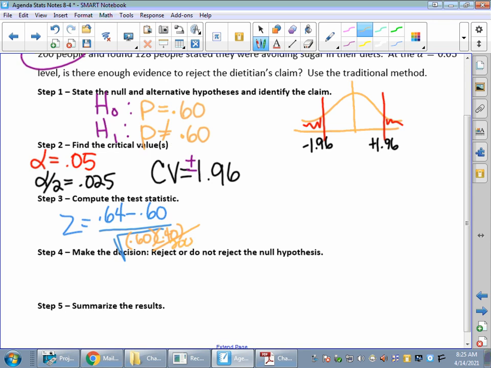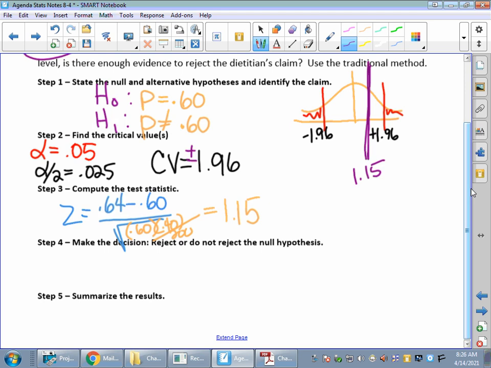Figure out your calculator. This is a big deal. Make sure that when you calculate, hit pause and make sure you get a 1.15 for that calculation. It is positive. So if I'm going to use my visual here to help me out, if my critical values are negative and positive 1.96, my test statistic comes in right about here at 1.15. Are you going to reject or not reject the null hypothesis? It's in the non-reject region, right? It's not in those two ends where we think it could fall, so we are going to not reject H sub O.